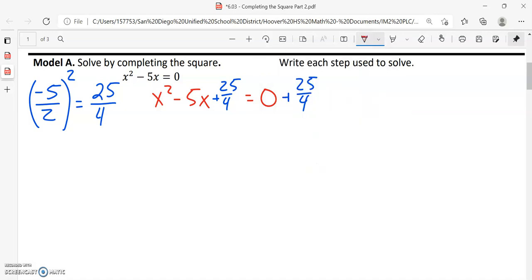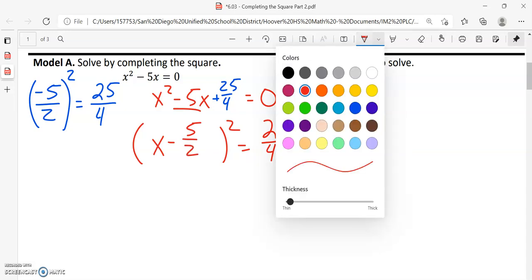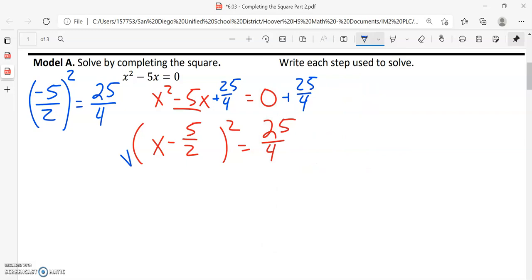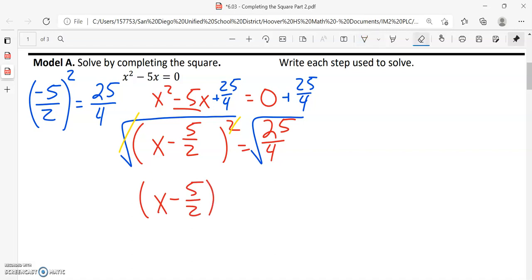Now we proceed like we did in the previous lesson. We're going to do a binomial squared. 0 plus 25 over 4 is simply 25 over 4. And then the number that goes in right here is half of this number. So it's x minus 5 over 2. Now we're going to solve for x. Cross off those. We're left with x minus 5 over 2. And actually, I don't need the parentheses. I'll erase those.